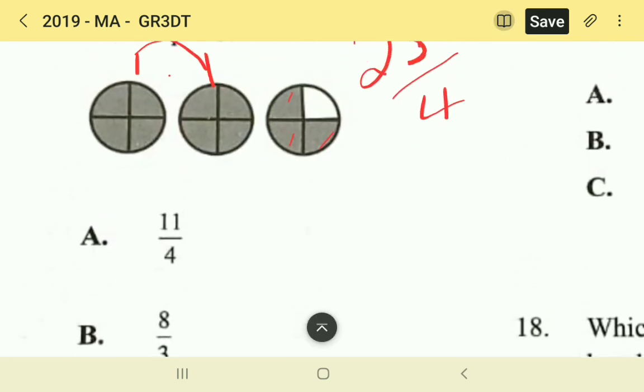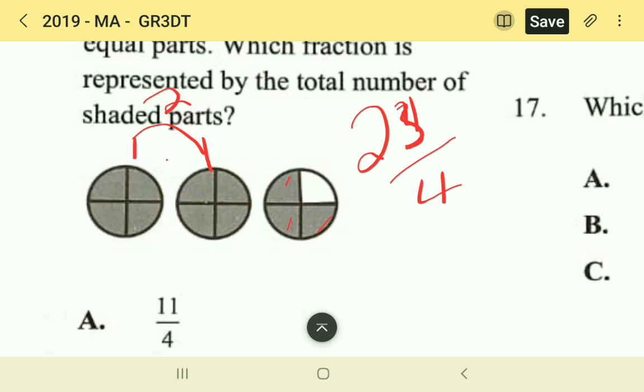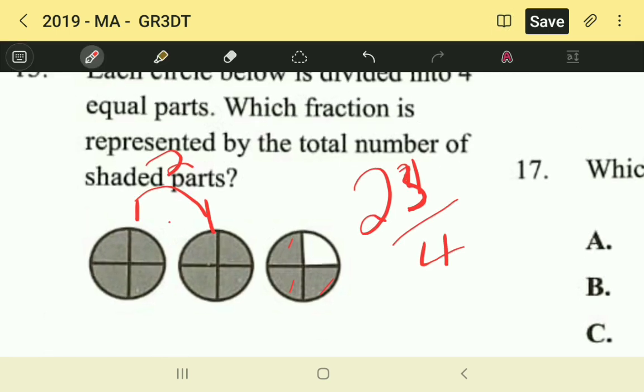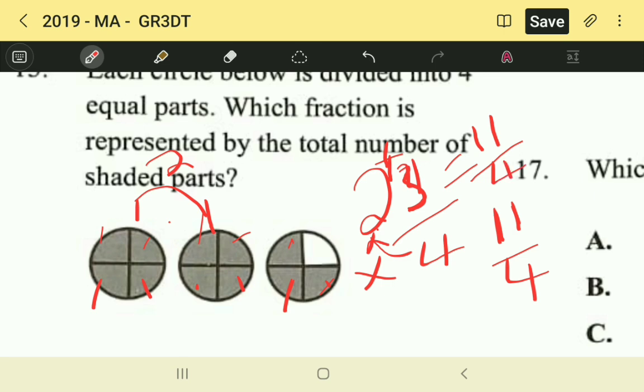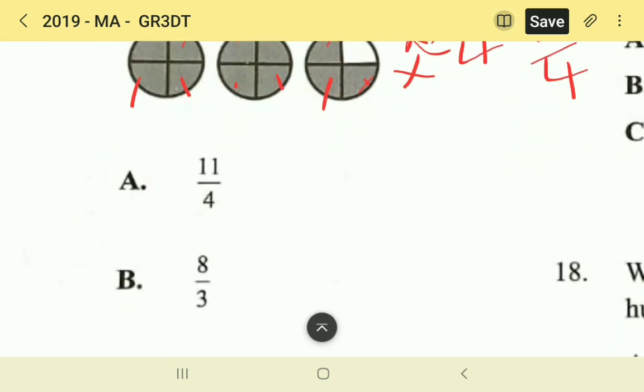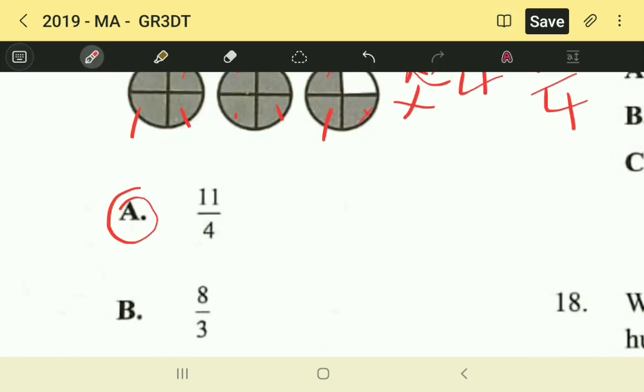All right, so now they're not doing it as that. So 4 2s are 8 plus 3, 11 over 4. All right, or you can count it up. 1, 2, 3, 4, 5, 6, 7, 8, 9, 10, 11 quarters. So you can get it like that, 11 quarters. But because I had done it as a mixed fraction, I just changed it to an improper. 2 times 4. 4 2s are 8 plus 3 equals 11 over the denominator, which is 4. So let's go down and see 11 fourths or 11 quarters are at A.